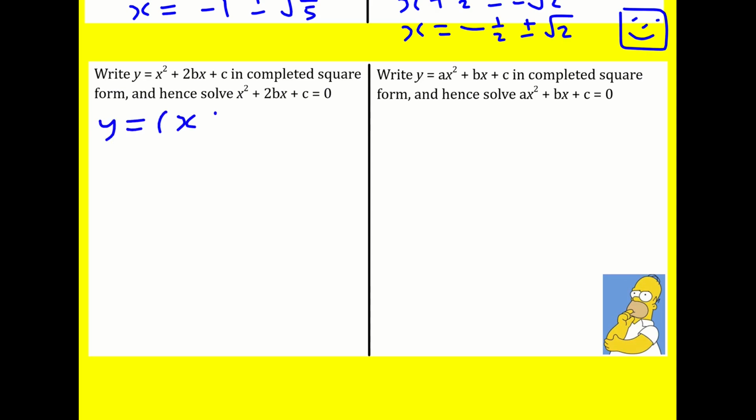So it's going to be x plus b all squared. I'm halving the 2b, and then there's a minus b squared, and then write it as plus c. Actually, that's it. One line to complete the square. I can't simplify this.